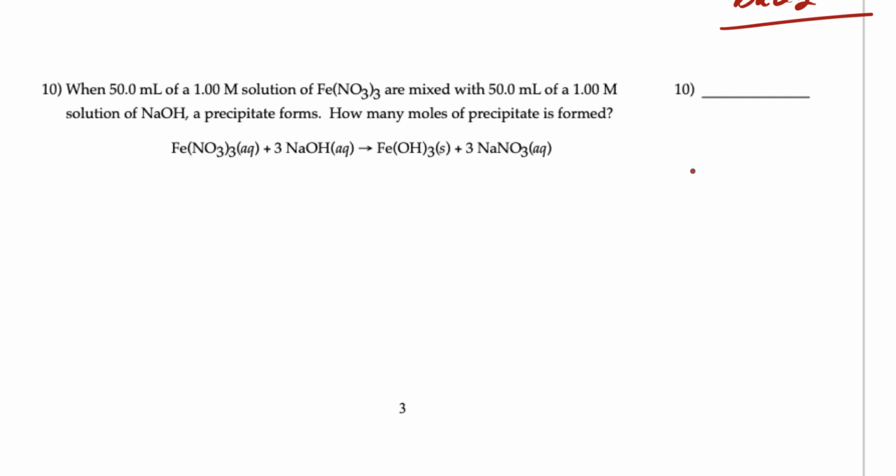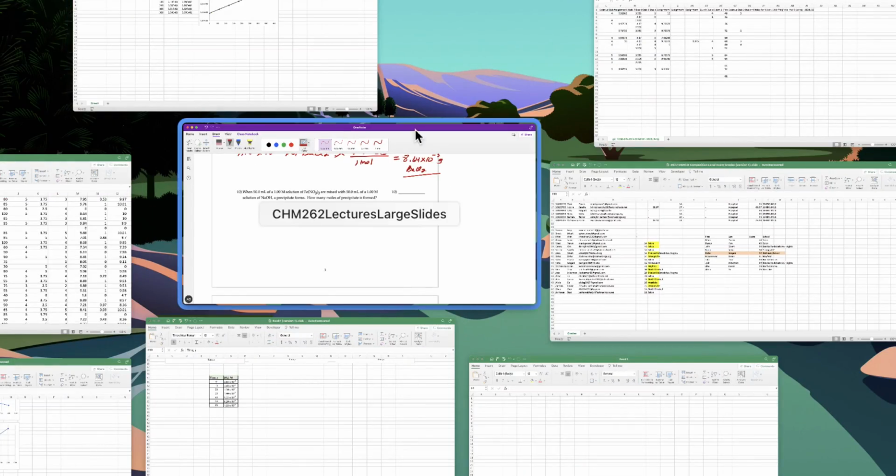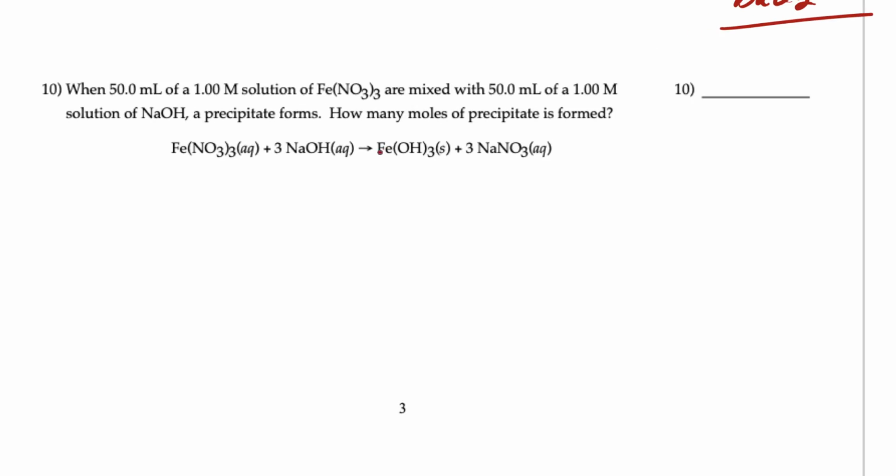Number 10. When 50 milliliters of a 1 molar solution of iron 3 nitrate are mixed with 50 milliliters of 1 molar solution of sodium hydroxide, a precipitate forms. So that precipitate is iron 3 hydroxide. So how many moles of this precipitate is formed? Again, first thing, make sure that your equation is balanced, and it is.